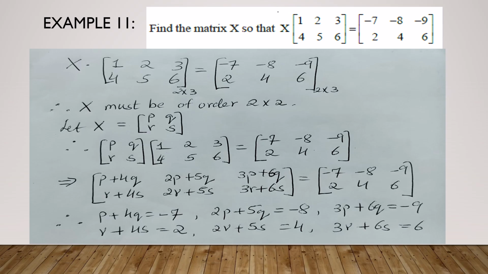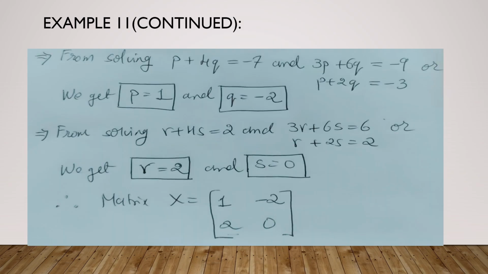Now compare. When two matrices are equal, the corresponding elements are equal. So just equate the corresponding elements. You will get these 6 equations. Now you have 6 equations and 4 unknowns. You can use any of the equations and get the value of the 4 unknowns. So suppose I solve P plus 4Q is equal to minus 7 and 3P plus 6Q is minus 9, which means P plus 2Q is minus 3. Just solve them, you will get P as 1, Q as minus 2.